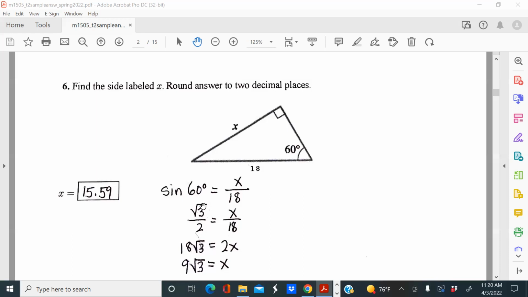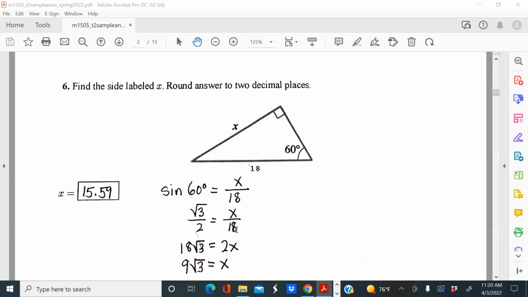You can just write sine of 60 degrees is square root of 3 over 2. That's equal to x over 18. And then just solve this equation. Since you have fractions on both sides of the equation, you can solve this by cross multiplying. So you know that 18 times the square root of 3 is going to be equal to 2 times x. That's what's written in this line.